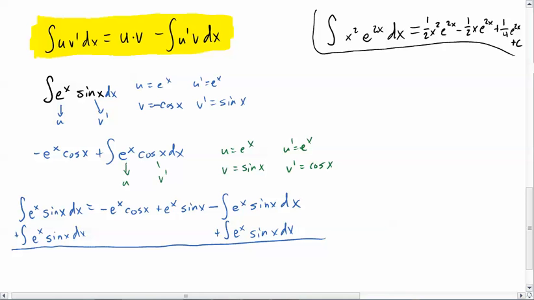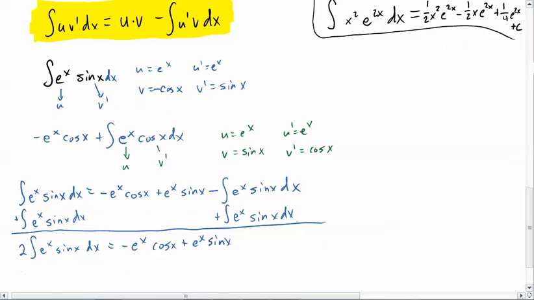So now, what do I get if I add two things that are the same together? Well, I get two of them. So I got 2 times the integral of e to the x sine of x. I told you this is going to be cool. Is equal to negative e to the x cosine of x plus e to the x sine of x. Now, how do I solve? Well, I just simply divide by 2.